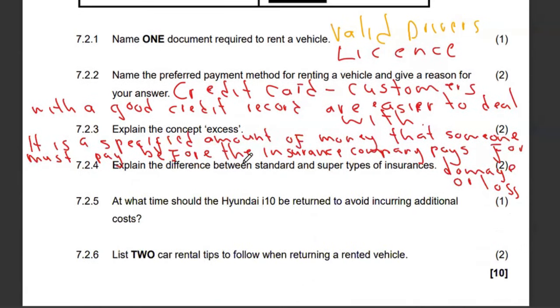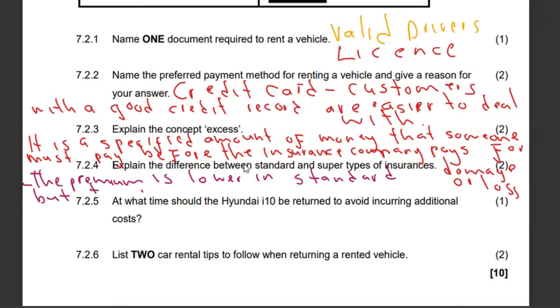Then 7.2.4, explain the difference between standard and super types of insurance. So in standard, okay, the premium is lower in standard insurance, but the payout is also lower. So lower premium, lower payout.